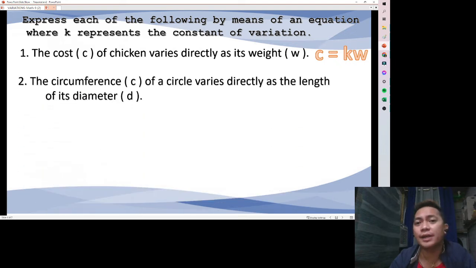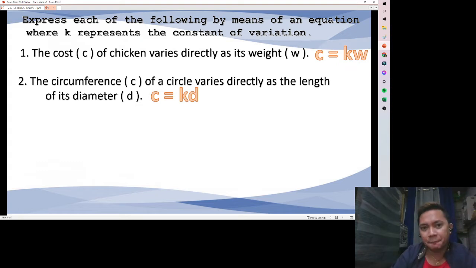Next, the circumference of a circle, which is C, varies directly as the length of its diameter. So what can you say about the circumference? This is a part of the circle wherein when the circle changes, if the circumference is bigger, then the diameter also changes. If the circumference becomes smaller, the diameter also becomes smaller. So to say it as a mathematical statement, that will become C = kD, where k is the constant. That is the constant of variation.